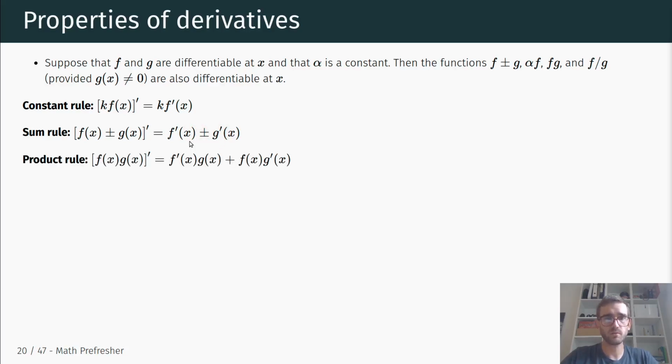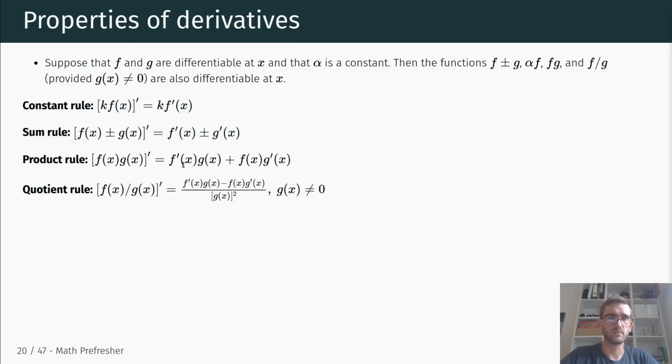We have the product rule. It gets a little bit more complicated as soon as we have a product of two functions. If we take the derivative of f of x times g of x, then we have two parts of a sum. The first part is the derivative of the first function, so f prime of x times g of x, the original g of x function. And then we add to that f of x times the derivative of g of x, so g prime of x. That's the product rule.